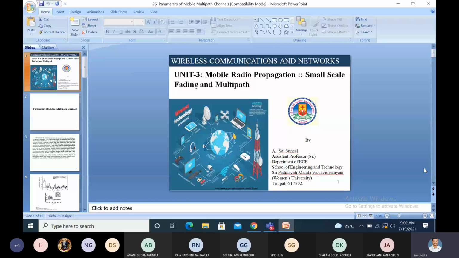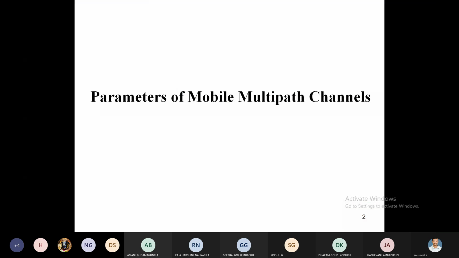Welcome to another session of Wireless Communications and Networks, Unit 3, Mobile Radio Propagation, that is small scale fading and multi-path. Today we discuss the topic on parameters of mobile multi-path channels. Parameters of mobile multi-path channels are nothing but used to calculate small scale fading for multi-paths.